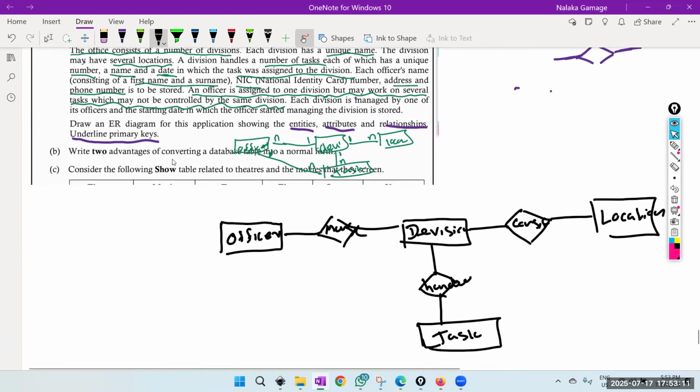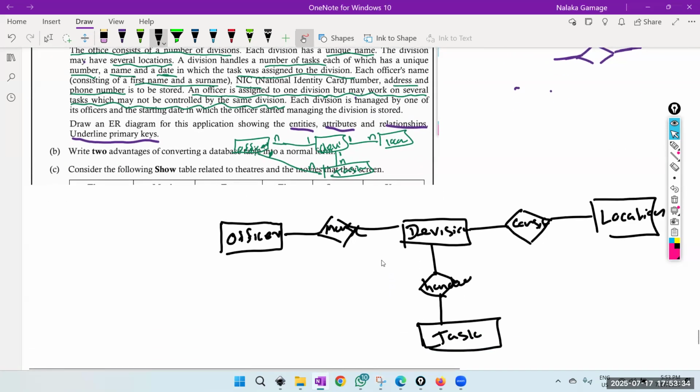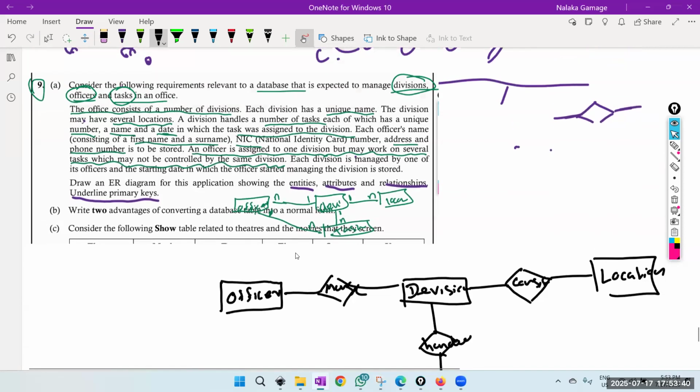Right. So now I will again read and try to add more details. Manages divisions, officers, tasks in an office. Officers, division, locations. The office consists of a number of divisions. Do we need office then? Yeah, we need office. So then officer and office, because they talk about office, they talk about officer also. So let's go for office also then.